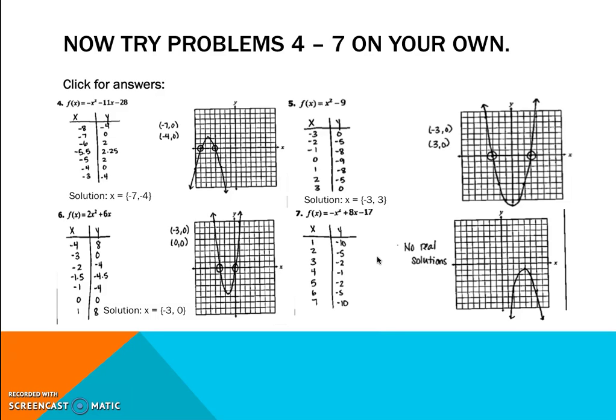Number 7, we have the function y equals -x squared plus 8x minus 17. Once you plug in your values for x and y into your equation and then graph it, you will notice that the line does not intersect the x-axis at all. Therefore, there are no real solutions. So your solution would be none, since there are no real solutions.